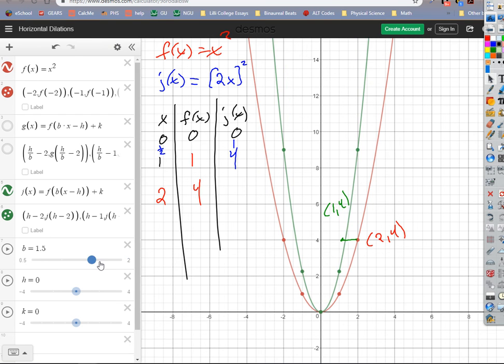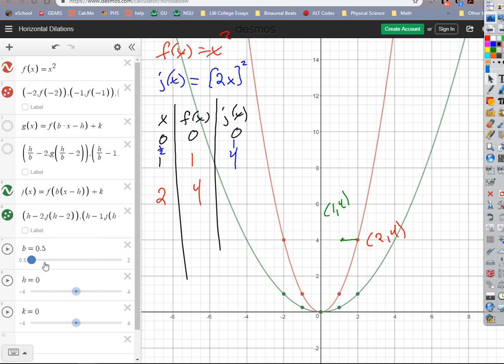I think I have to go in half increments, so I can't do that. But if I go back to like 1/2, wow, look what happens. I end up stretching it by 2. Okay? Make sense? All right, and we can do the same thing with other functions.